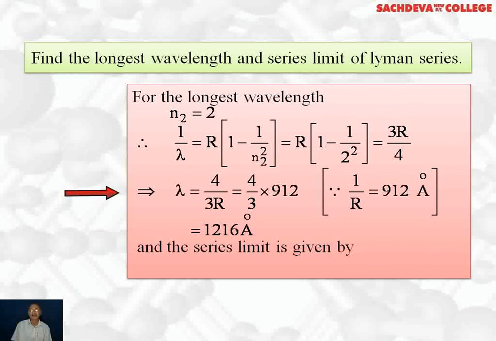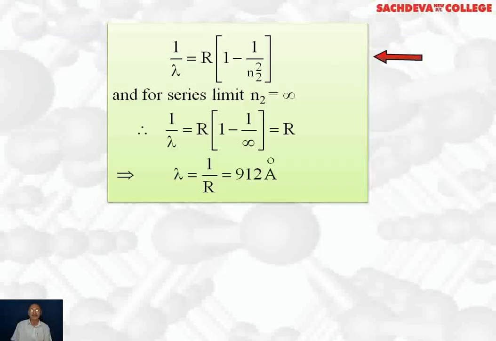4 by 3 into 912, since 1 over R is equal to 912 Angstrom, the answer comes out to be 1216 Angstrom. And the series limit is given by 1 over lambda is equal to R into 1 minus 1 over n2 square. For series limit, n2 will be equal to infinity, and 1 over infinity is equal to 0. So lambda is equal to 1 over R, which is equal to 912 Angstrom.